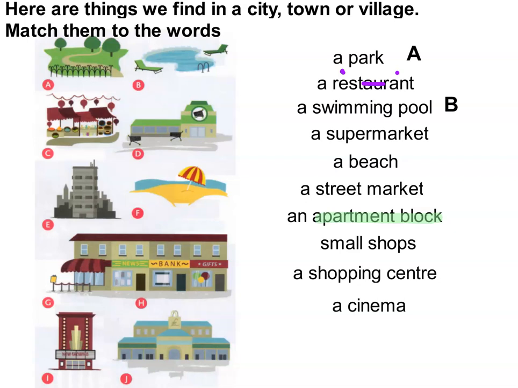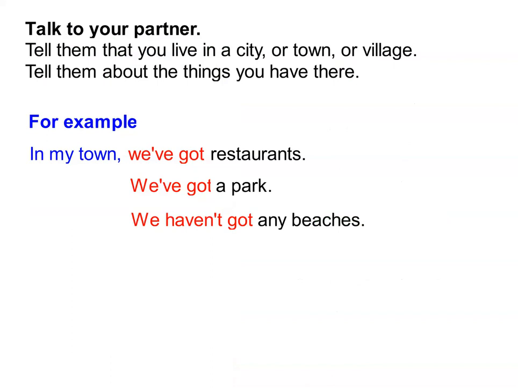All right. Now we need to show them how to use this in a sentence. Okay? So I showed you some sentences. In my town, we've got restaurants. In my town, we've got a park. In my town, we haven't got any beaches. You can ask them some concept checking questions for this. Okay, so in my town, we've got restaurants. Can I go to restaurants in my town? Yes. How many restaurants are in my town? I don't know. Is there more than one restaurant? Yes.